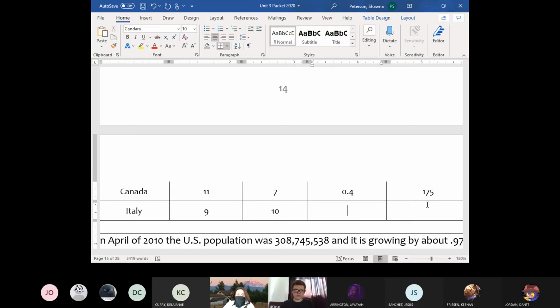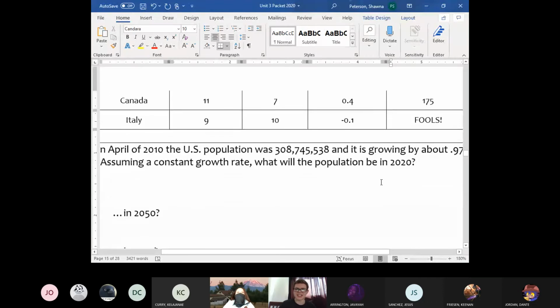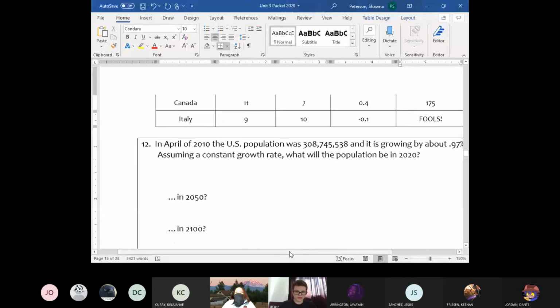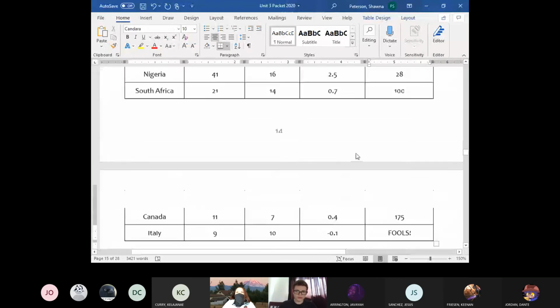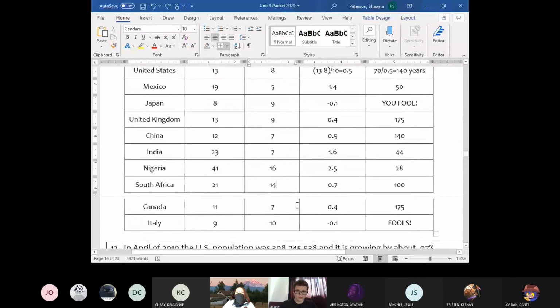Hey, Leland, what about Italy? Negative 0.1. Doubling time: none. All right, I can scroll up. There's your answers. If you missed one and I scrolled too fast, I'm going to scroll in a second.